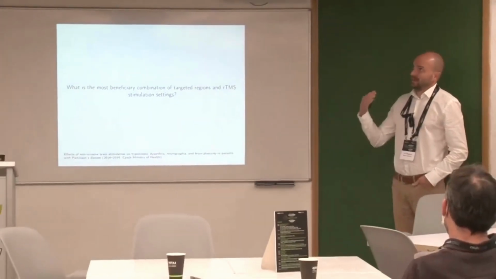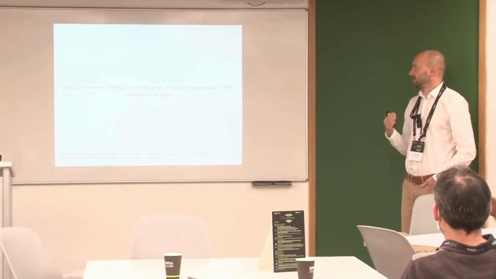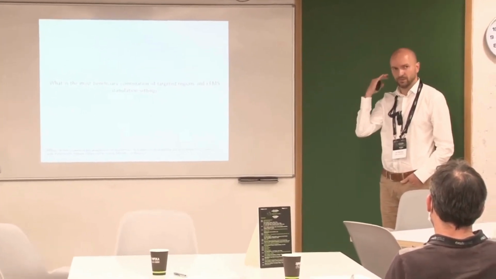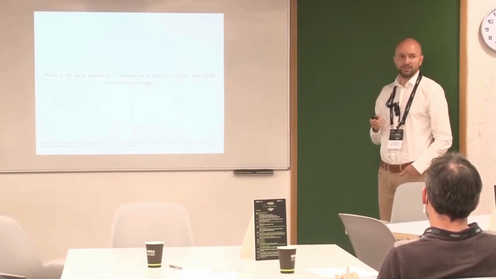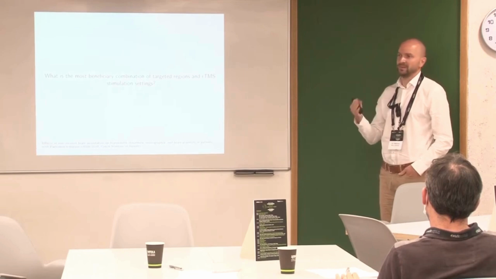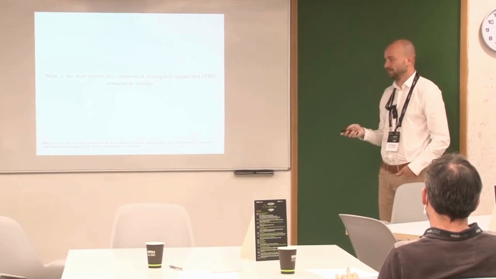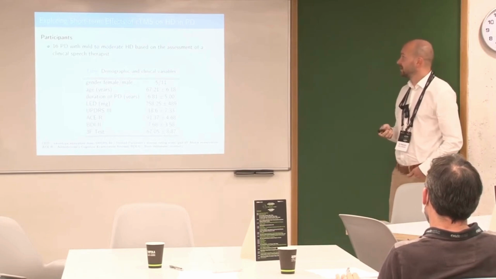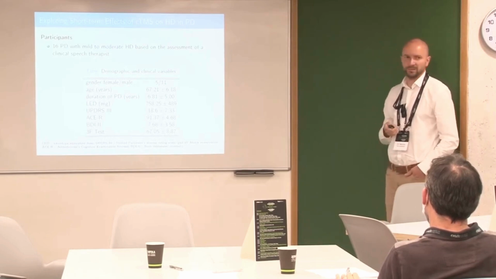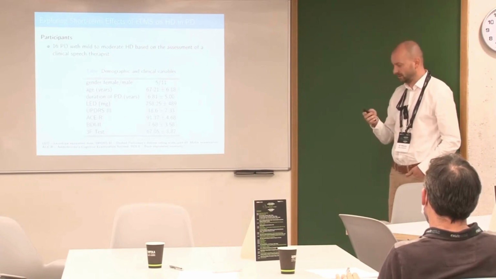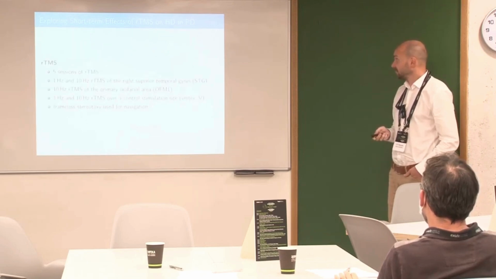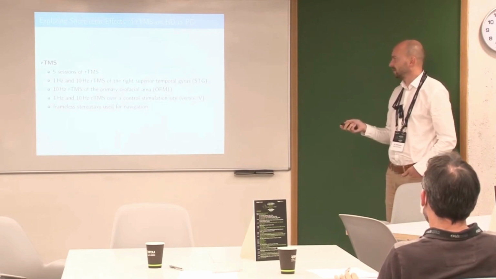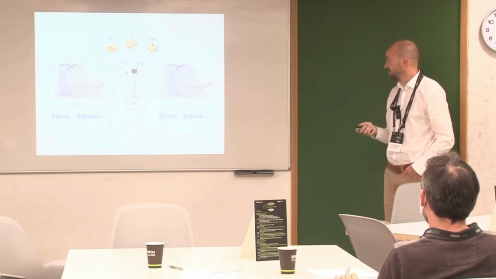So at that time, we formulated a question: what is the most beneficial combination of target regions of the brain and stimulation settings? Because you can use 1 Hz stimulation, 10 Hz stimulation, etc. In this study, we enrolled 16 PD patients with mild to moderate hypokinetic dysarthria as assessed by speech-language therapists. In each of these patients, we applied 5 sessions of rTMS, each time with different settings. I will explain this here.